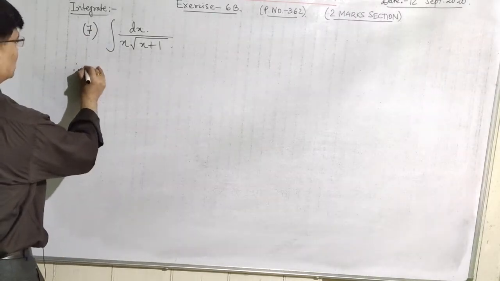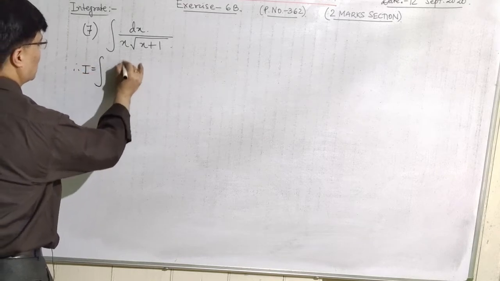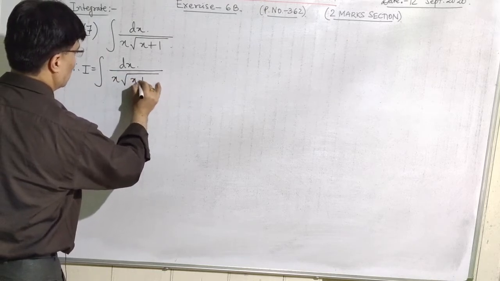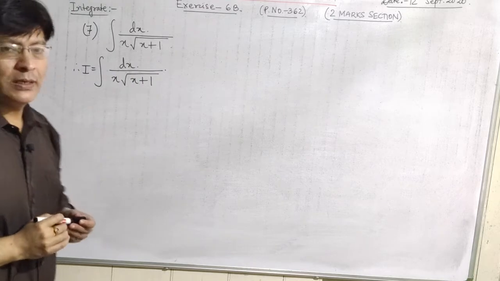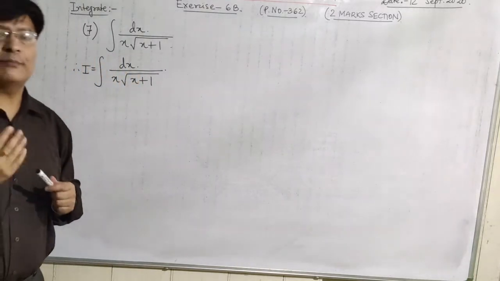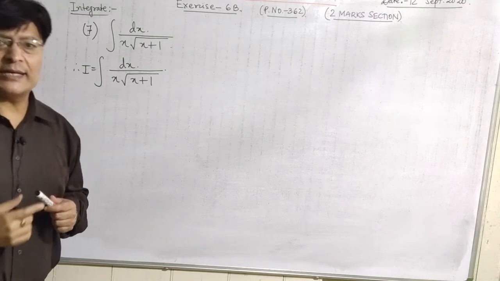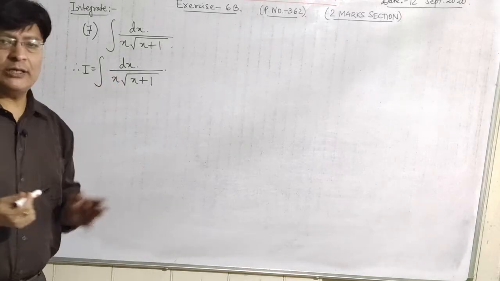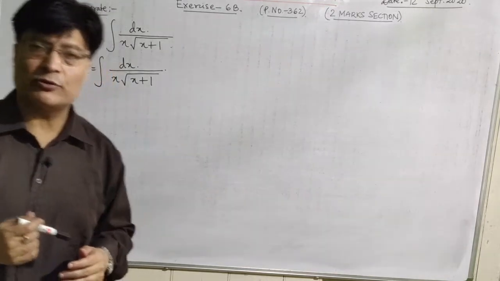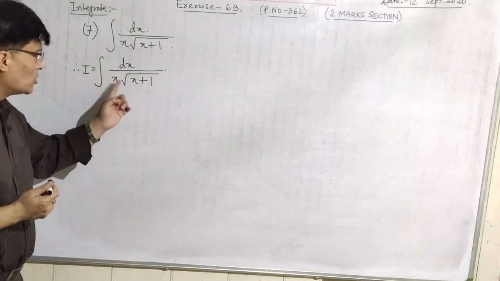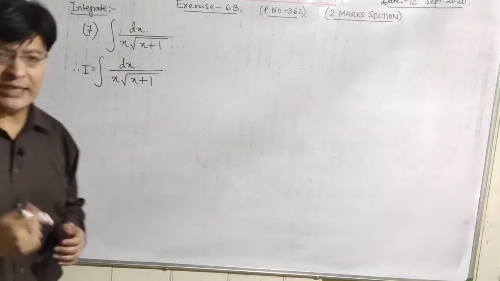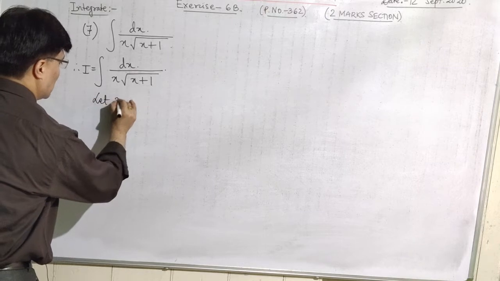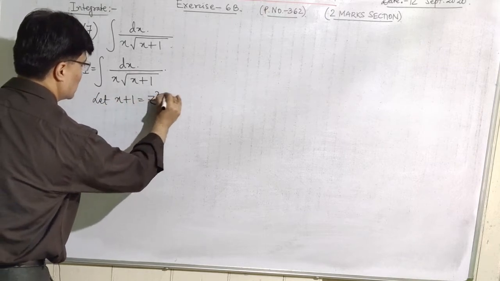Okay, so let us write here I is equal to integration of dx divided by x root over x plus 1. Now in this case also you have to do the method of substitution first. You cannot directly use your standard integrals. So here directly we cannot use a standard integral. First of all, you have to do the method of substitution. So let us remove this square root by putting x plus 1 is equal to z square.